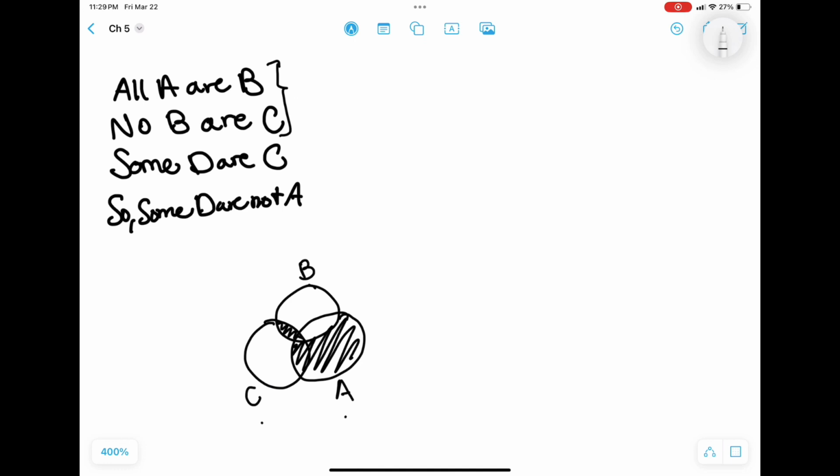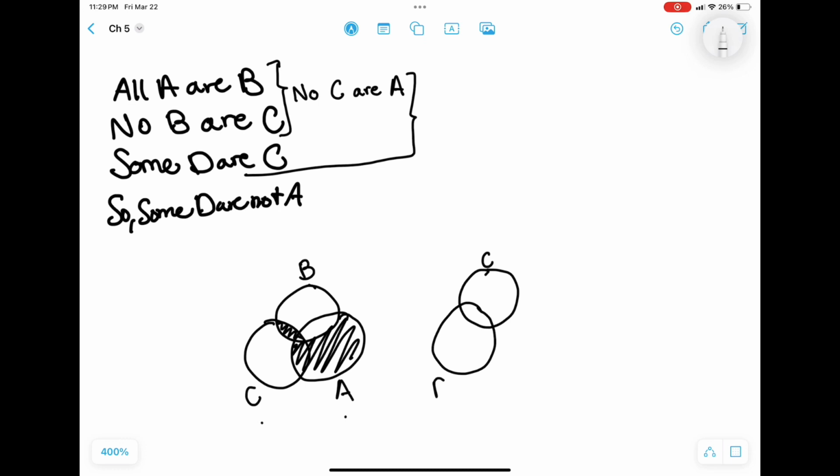And so then what would follow? Well, if we're taking C to be our minor term and A to be our major term, no C are A follows from those two premises. So then no C are A becomes our sub-conclusion that we can then use in a standard form syllogism with some D are C. So our middle term now is C, our minor term is D, and our major term is A.